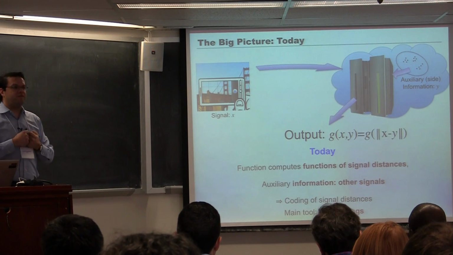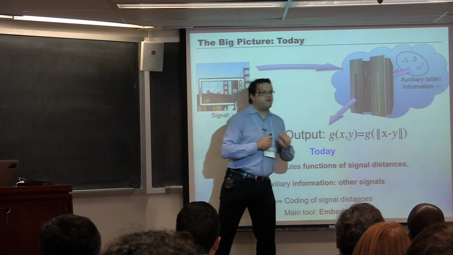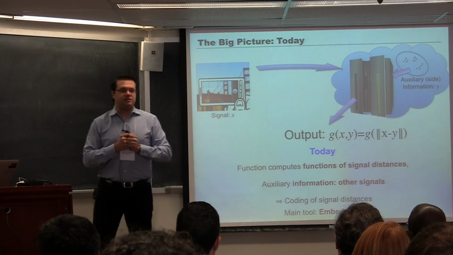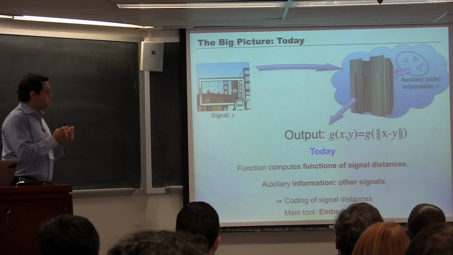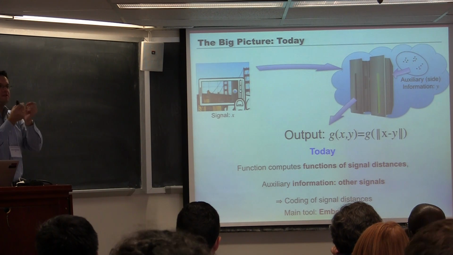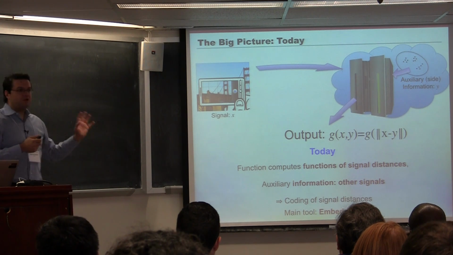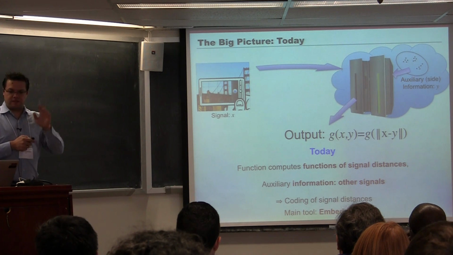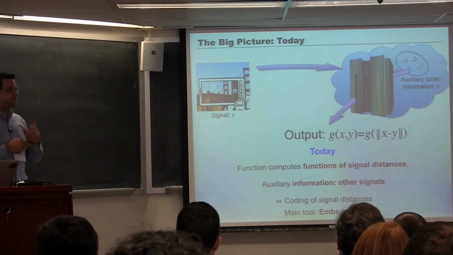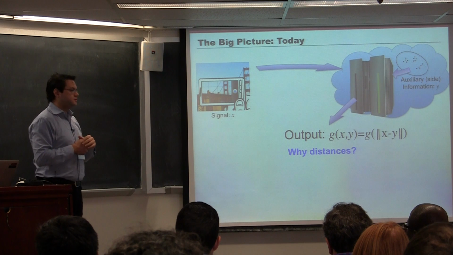But today, I want to talk about a very different problem. The output that I want to compute is a function of the distance between two signals. The auxiliary information will be some other signal, and I want to transmit my signal and compute the distance between those two. What I'm going to use is a tool called embeddings, and I'll describe more about embeddings. But one of the key questions is, why do I want to compute distances or functions of distances?